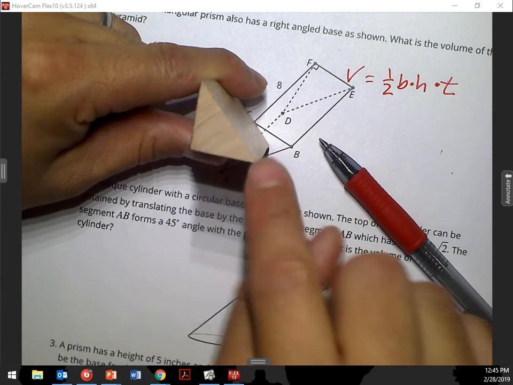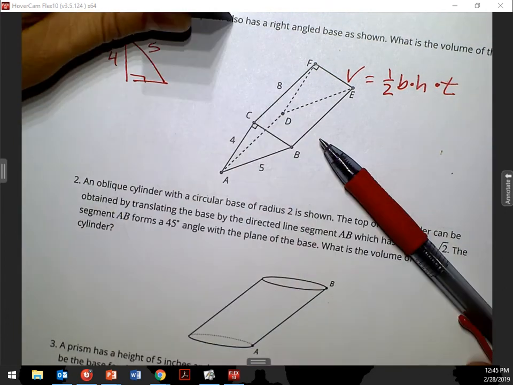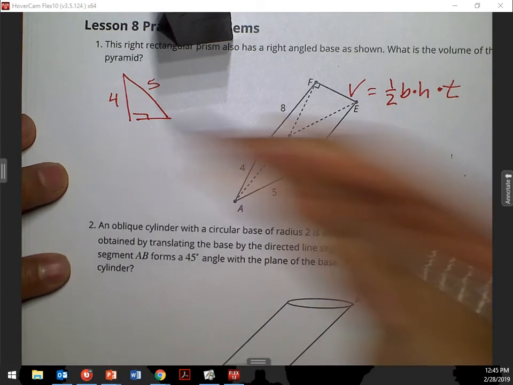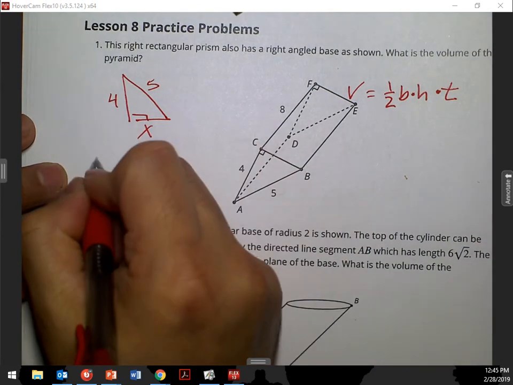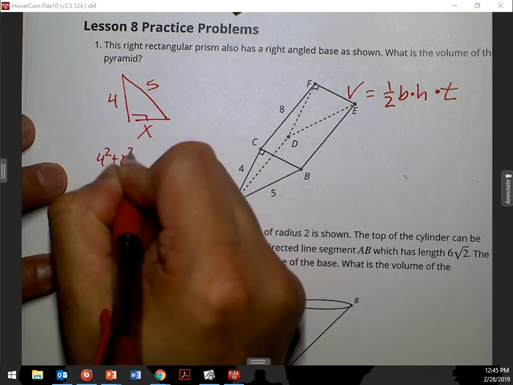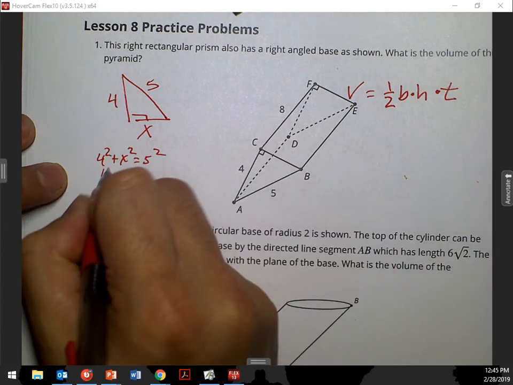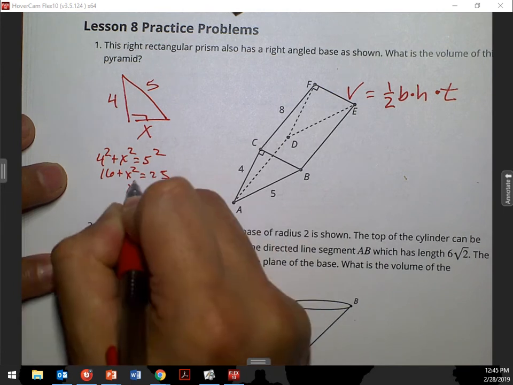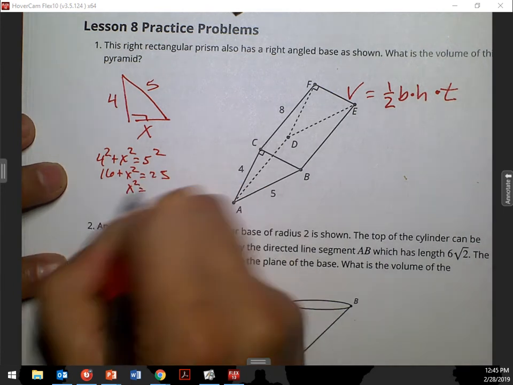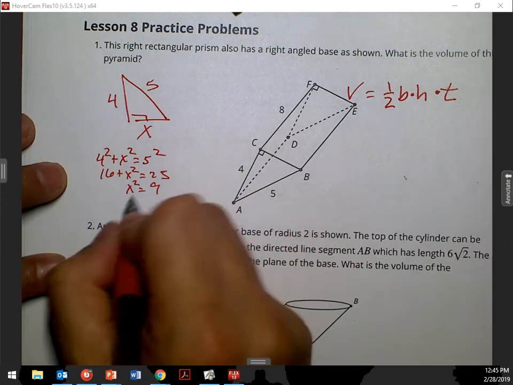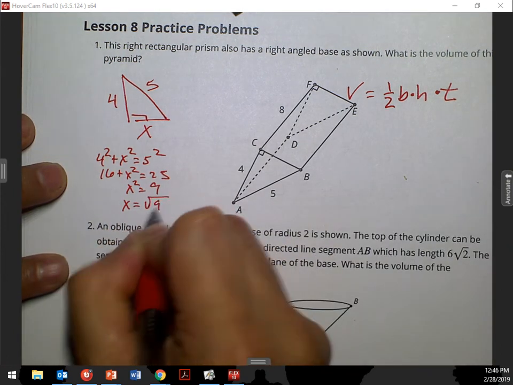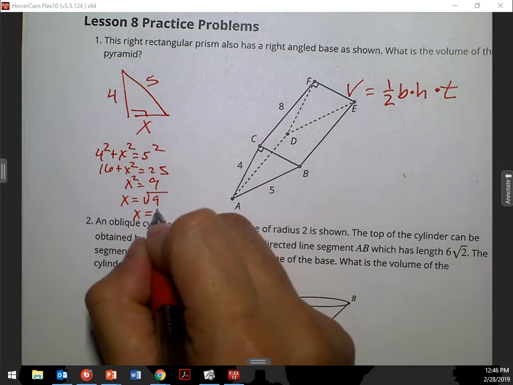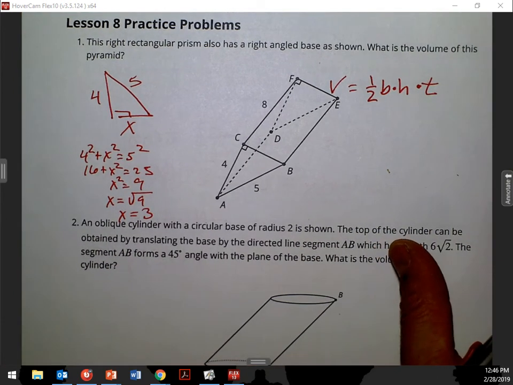Okay, so is there a way to figure out the missing side of a right triangle? Very good, Pythagorean Theorem. So I'm going to give this a value, let's say this is x. So 4 squared plus x squared equals 5 squared. 16 plus x squared equals 25. Subtract 16 from both sides. So I get 9. X equals square root of 9. So x is 3, right? X is going to be 3.